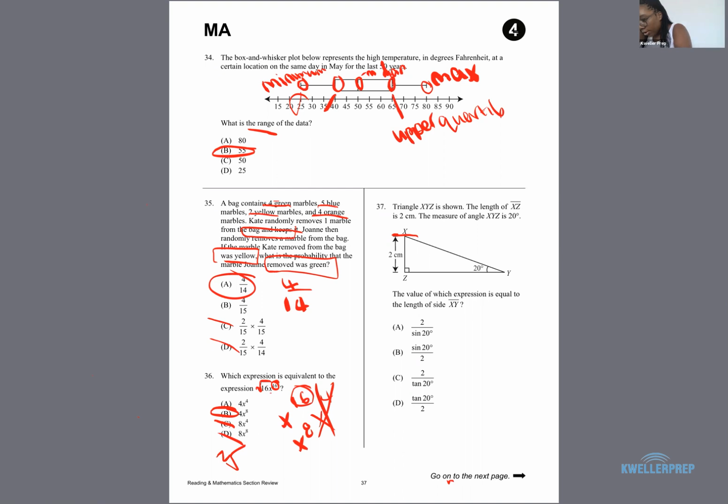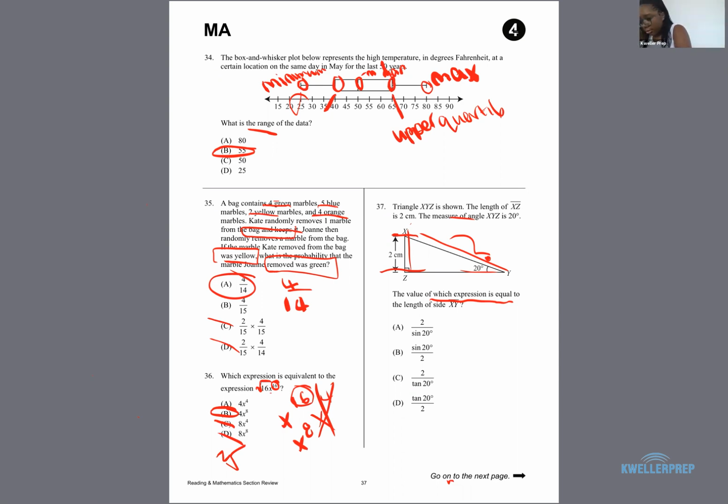Okay, so XZ is 2 centimeters. The measure of angle XYZ is 20 degrees. The value of which expression is equal to the length of side XY? So they want to know this side. They want to know what the hypotenuse is. And so we'll figure it out.